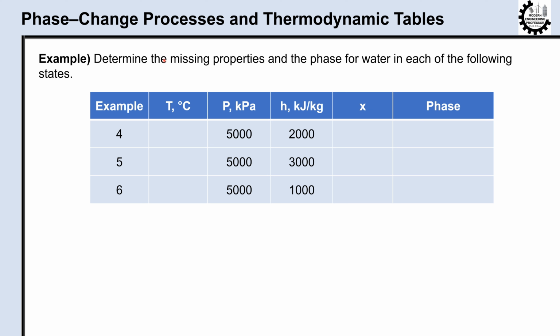Determine the missing properties and the phase for water in each of the following states. For each case, we have only two properties. As discussed before, the state of a thermodynamic system can be defined by only two independent variables, and all other variables can be determined from those two.